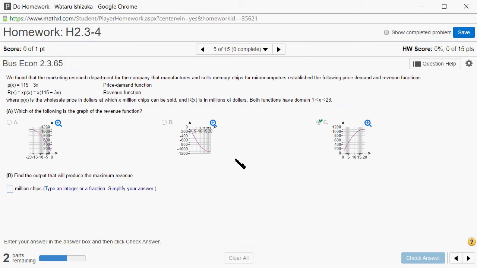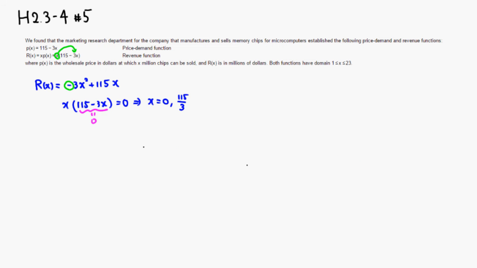Part B: find the output that will produce the maximum revenue. Since the parabola is facing down, the maximum will occur at the vertex. So we just need to look for the vertex, actually the x-coordinate of the vertex. Then we want to find the vertex from this quadratic function.